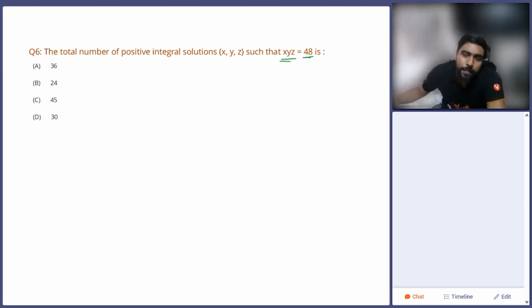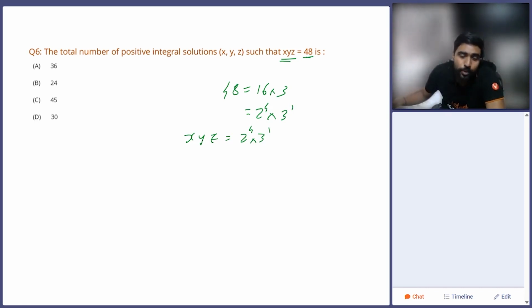How do we do that? First of all, we factorize this 48. 48 is nothing but 16 times 3, which is 2 power 4 into 3 power 1, right? So I have the product of x, y, z equal to 2 power 4 and 3 power 1. Now the simple idea is that if the product of x, y, z is purely in terms of 2 and 3, then x, y, and z as integers also have to be purely in terms of only 2 and 3, right? They can only be in terms of 2 and 3.